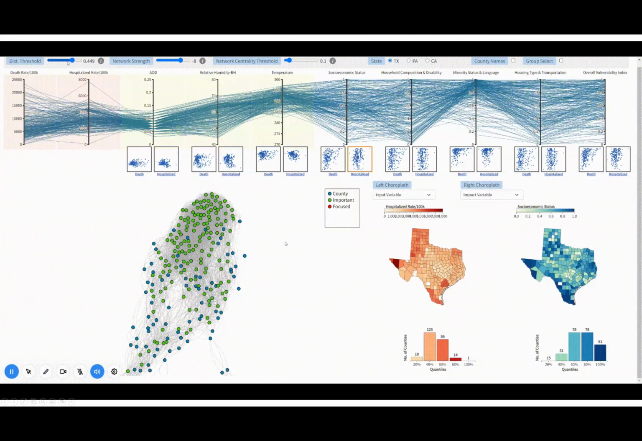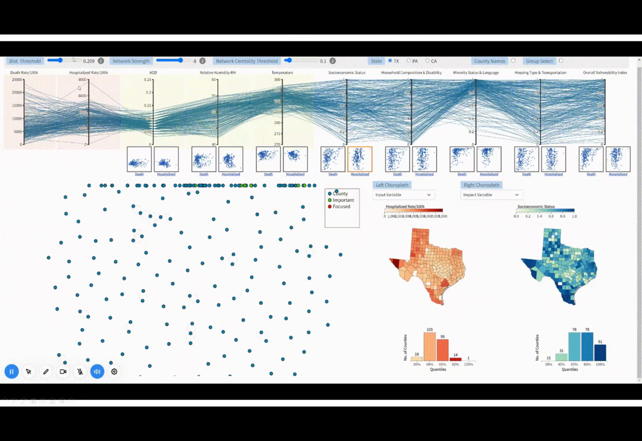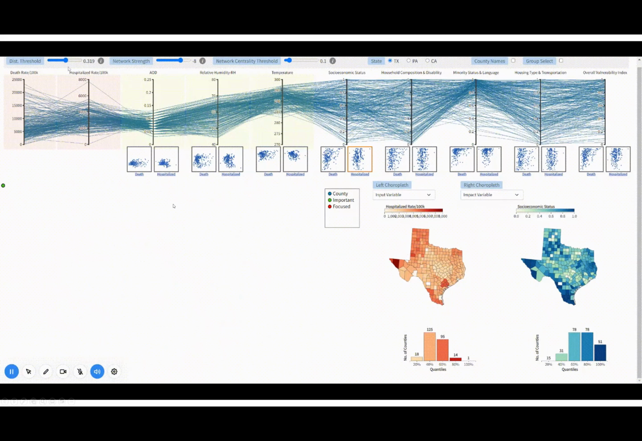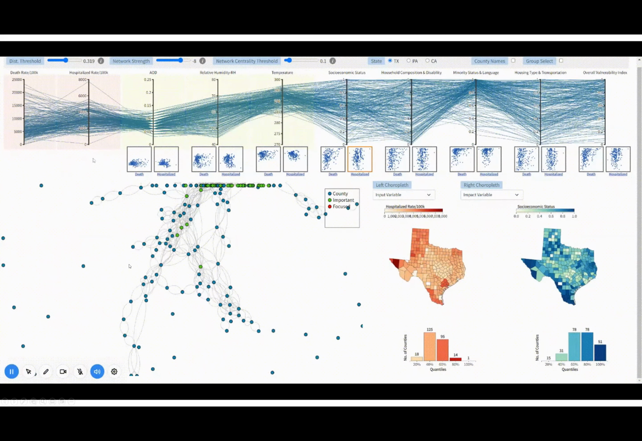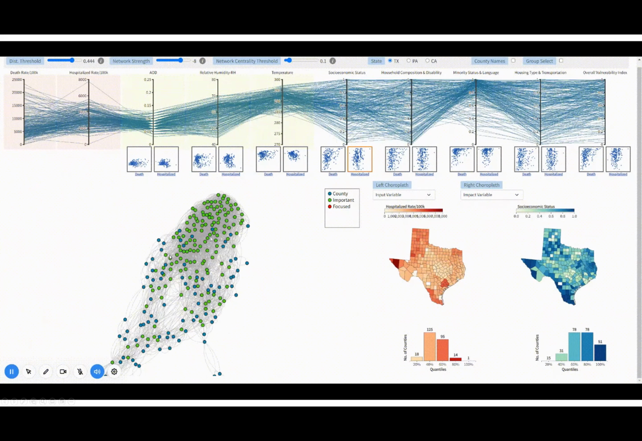Here, I will show an example of how these systems work. For example, when the threshold is very low, we have only a few edges. And if we increase the threshold here, we will have more edges appear. And if we increase it further, there will be more and more edges appearing in the network. We can change the way we construct our networks.